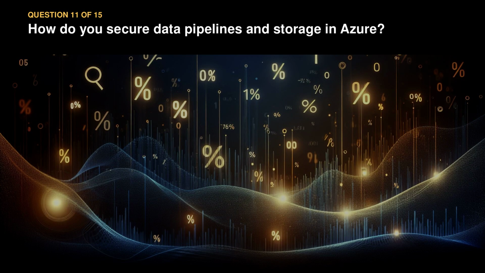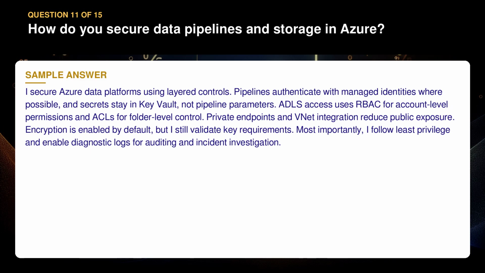Question 11. How do you secure data pipelines and storage in Azure? I secure Azure data platforms using layered controls. Pipelines authenticate with managed identities where possible, and secrets stay in Key Vault, not pipeline parameters. ADLS access uses RBAC for account-level permissions and ACLs for folder-level control.